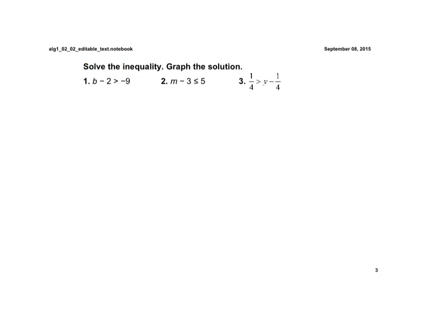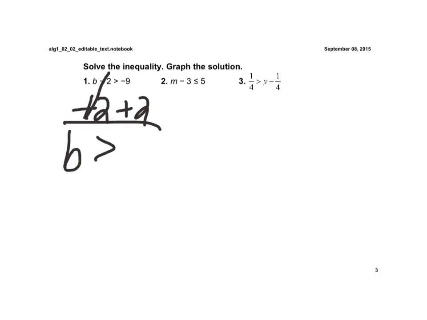So if we look at this, we have b minus 2 is greater than negative 9. Well, if I want to get rid of the negative 2, I'm just going to add 2 to each side, just like we've been doing when we've solved equations. So we get b, the negative 2 and the positive 2 cancel out, is greater than negative 9 plus 2. Different signs subtract. Take the sign of the larger number, your sum will be exact.